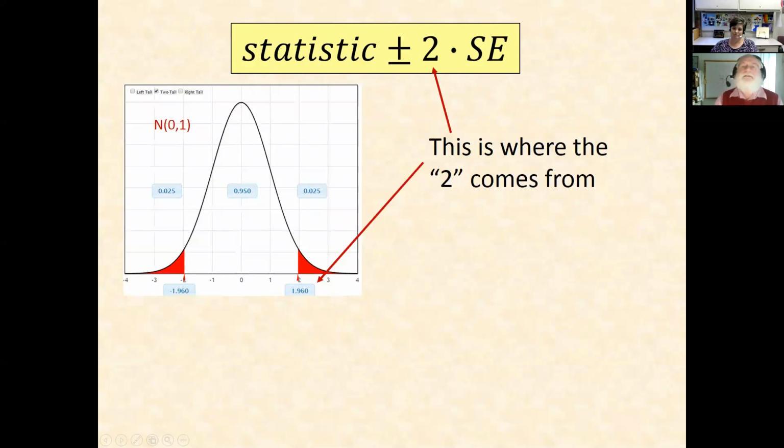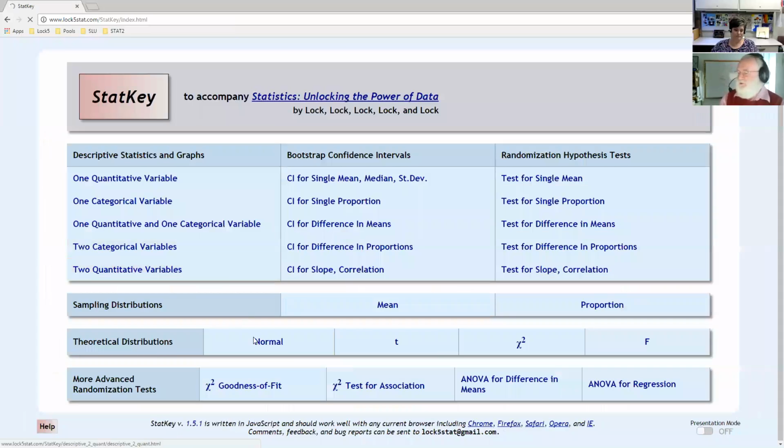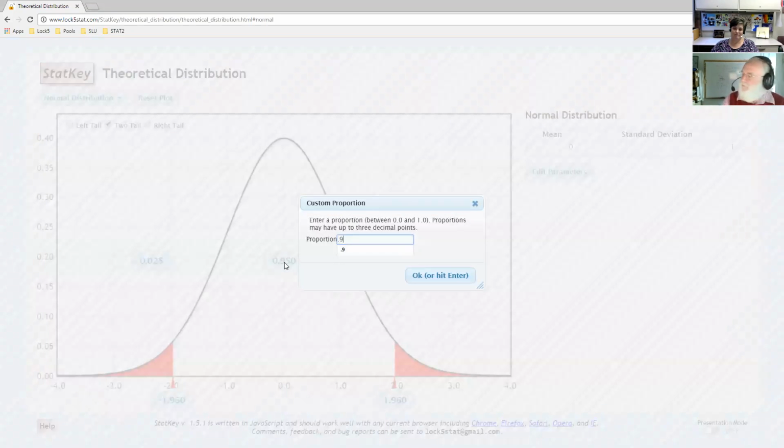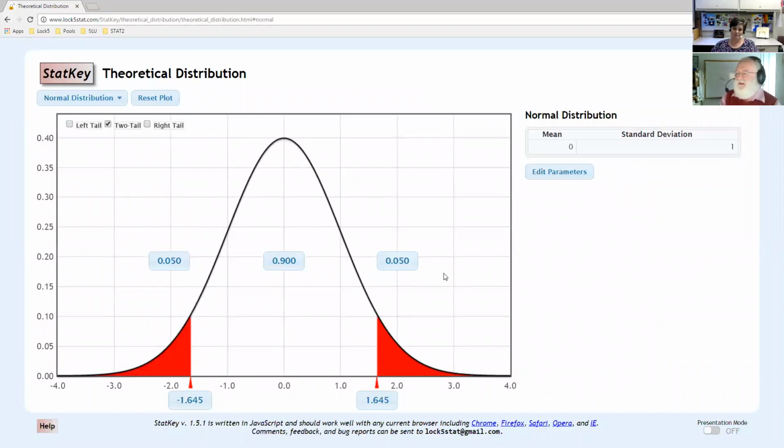Switching back over quickly to StatKey. Now we're going to use the theoretical normal distribution, the standard normal. One thing that's nice for students is that it's the same operation. You go to two-tail, find 95% in the middle, cutting 2.5% off each tail. To change that to 90%, just change the number in the middle to 90%, exactly as they did with the bootstrap distribution. Now I should multiply by 1.645 instead of 2. That's really all they need for this part of the transition.